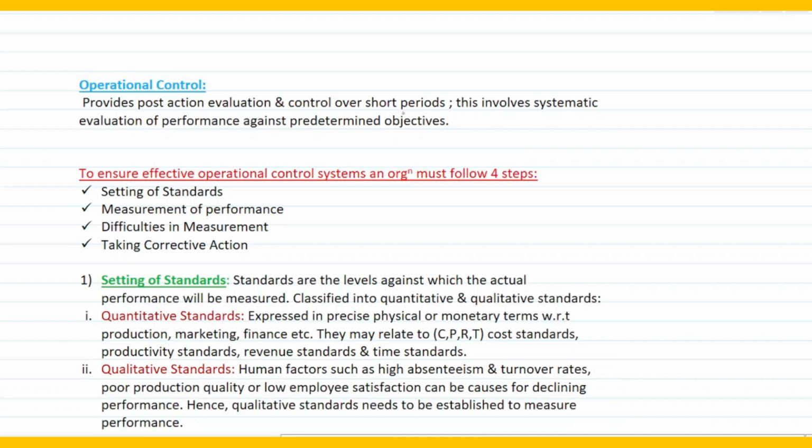Hey CMA buddies, let's today start with the third part of 10.5, and today we will be talking about what is called as an operational control. We'll start with operational control and we'll finish off this chapter with what all remaining topics are there, right?